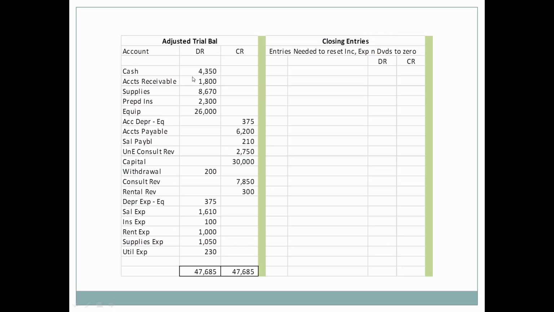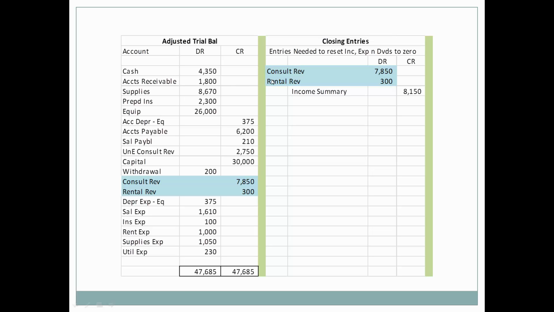So you can't zero out cash, accounts receivable, supplies, prepaid insurance, or equipment, nor can you do the same for accumulated depreciation, accounts payable, salaries payable, unearned consulting revenue, or capital, because all of those exist. And they must remain so, and so the balance sheet accounts will never be zeroed out in the closing process. So let's look at how this works.